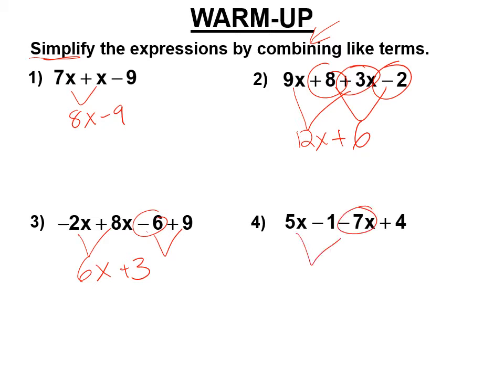Here we have 5x minus 7x, which is negative 2x. Negative 1, right, because that goes with that. Negative 1 plus 4 is 3. Negative 2x plus 3.